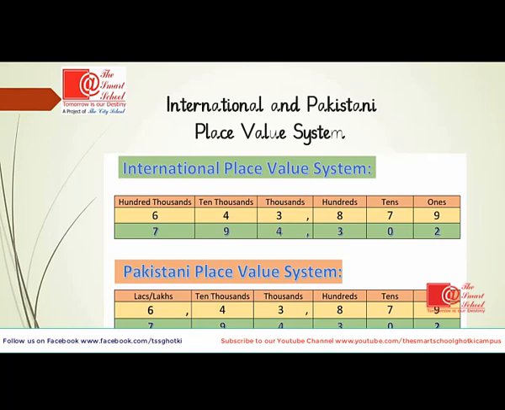Okay. Now this is noticeable that the first 5 digits have the same place value in both the systems, in the International Place Value System and in the Pakistani Place Value System. But the 6th digit has a different place value, and in the international place value system it is 100,000, which is equal to lakhs in the Pakistani place value system.